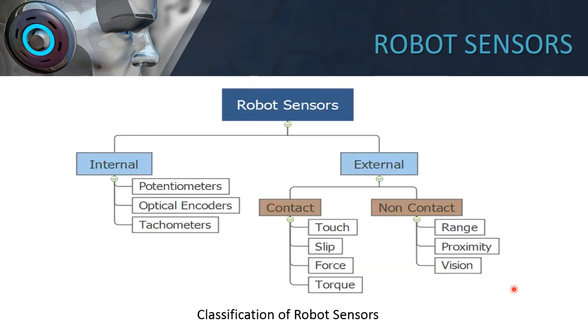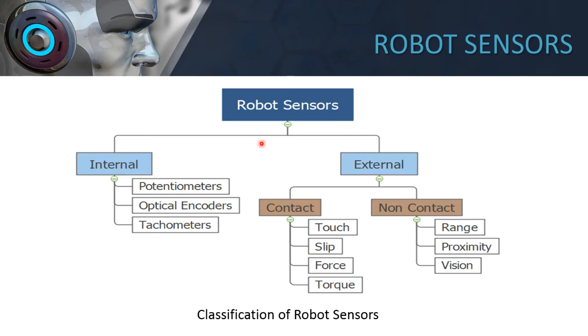So generally robot sensors are classified into two types: internal sensors and external sensors. Internal sensors generally are potentiometers, optical encoders, and tachometers. Contact sensors and non-contact sensors come under external sensors. Contact sensors are touch sensors, slip sensors, force sensors, and torque sensors. Non-contact sensors are range sensors, proximity sensors, and vision sensors.